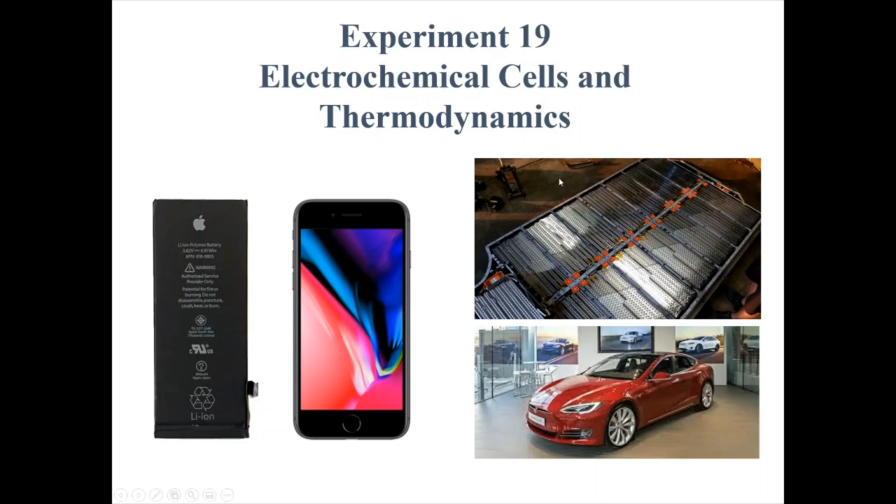So we're going to look at the electrolytic cell form of this in the next experiment, where we have to put electrical energy in because the cell potential is negative.